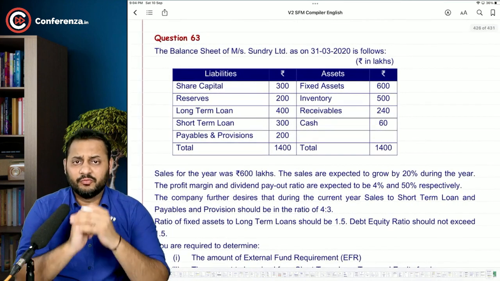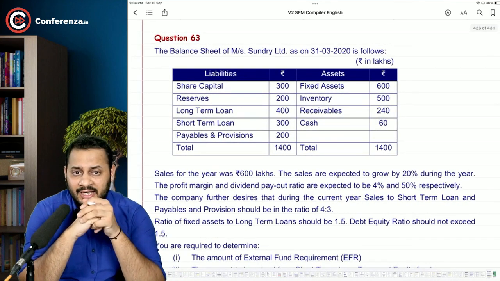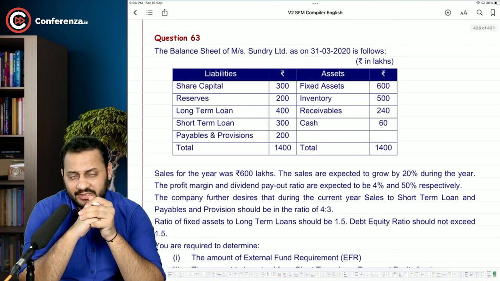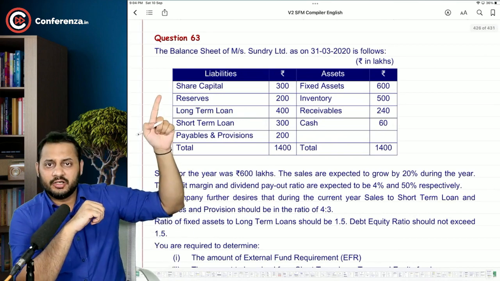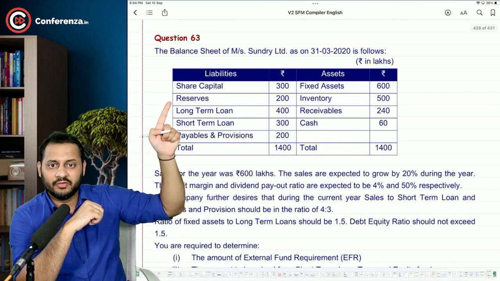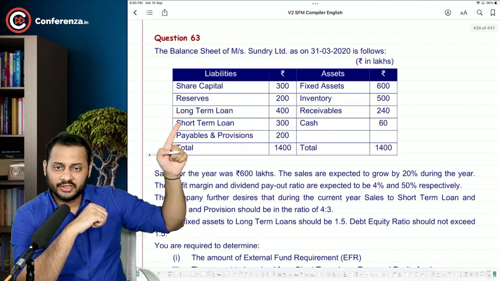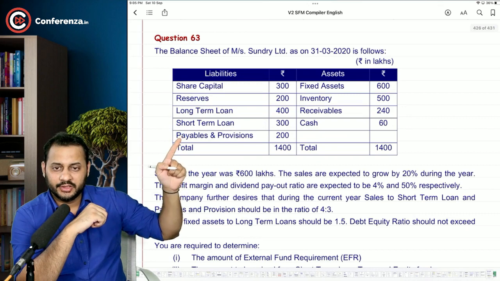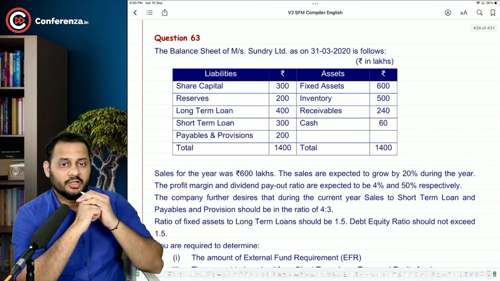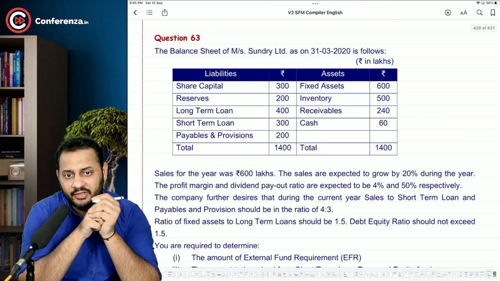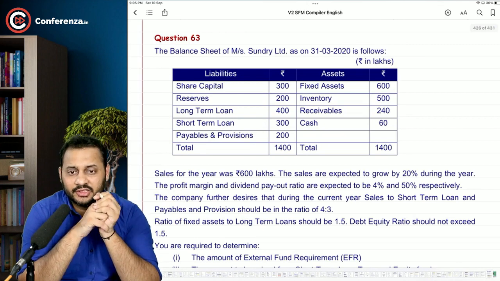The balance sheet of Messrs Sundry Limited as on 31st March 2020 is as follows. Share capital, reserves and surplus total 500 lakhs, long-term loan 400, short-term loan 300, payables and provision 200. This is the total. Fixed assets on the other side, inventory, receivables and cash on this side.